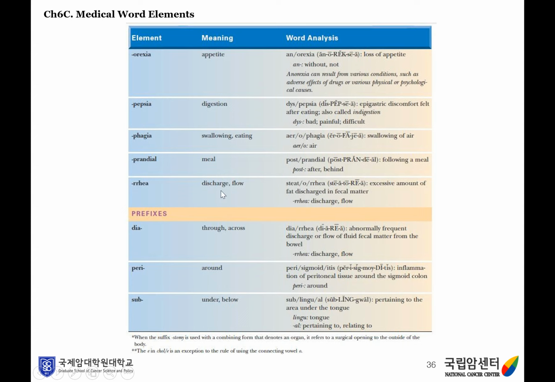Rrhea, rhea, means discharge. Dia means through. Diarrhea means abnormally frequent discharge of fecal material. Peri means around. Sub means under.